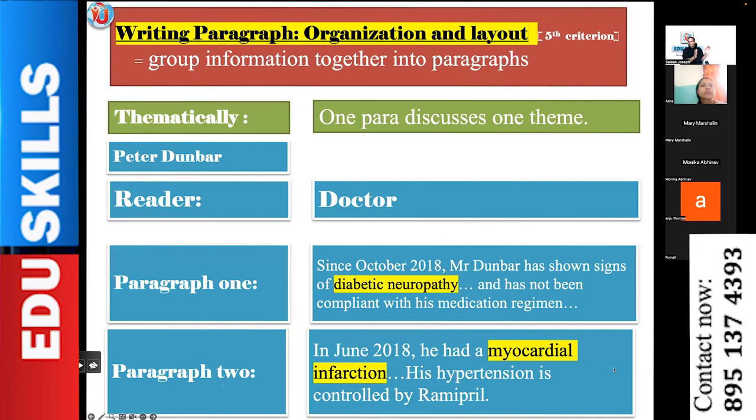Paragraph two speaks about another theme, another issue, myocardial infarction. That paragraph will develop only those aspects, its medication, management, sites, all those things in the order. So this is called thematic development of the paragraph. You can choose anyone which is clear for you. So when you read the case note, try to identify these themes or issues and the dates.